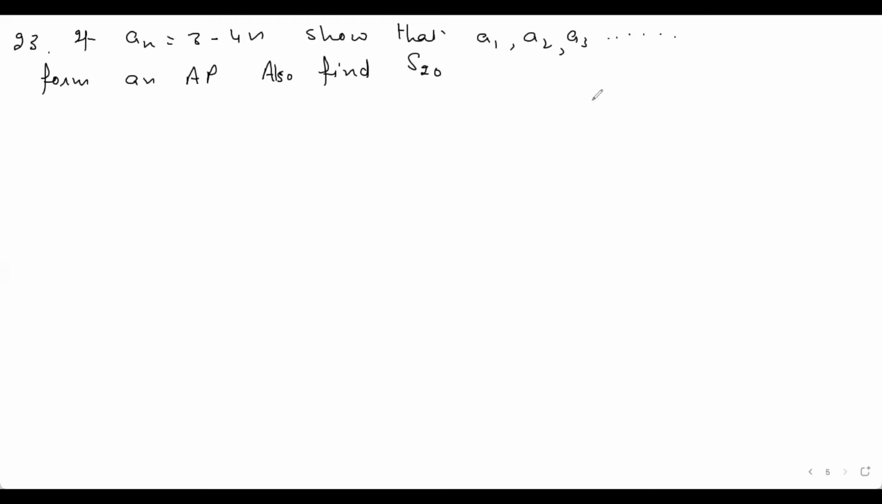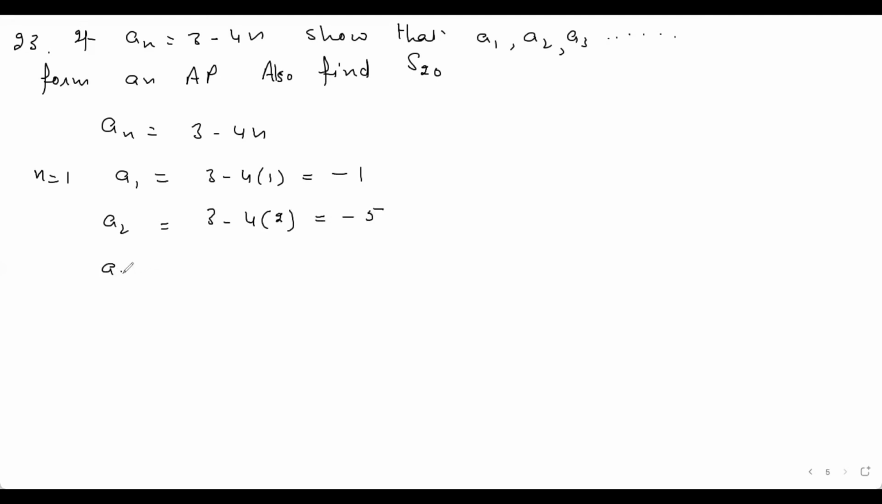Now the 23rd sum is, if an is equal to 3 minus 4n, show that a1, a2, a3 form an AP. Also find S20. Now here an is equal to 3 minus 4n. Now substitute n is equal to 1. So a1 is equal to 3 minus 4 into 1, that is minus 1. Now a2 is equal to 3 minus 4 into 2 is equal to minus 5. Now a3 is equal to 3 minus 4 into 3, this is equal to minus 9, and so on.